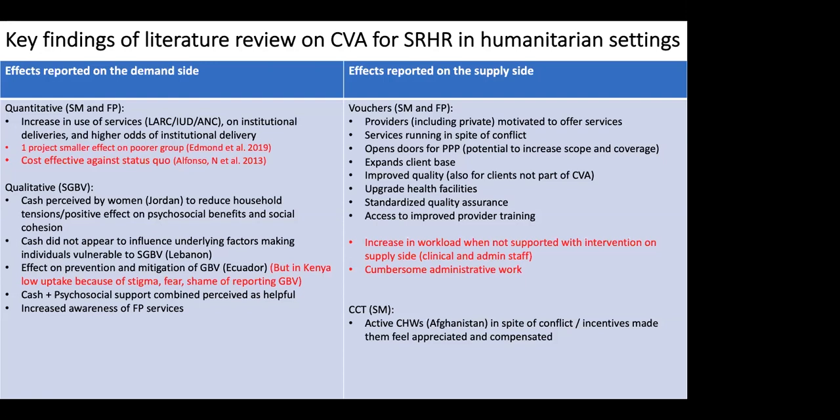The literature review is very much consistent with what is described in development settings. Increase of service utilization, and also that there's a lot of experience concentrated on programs focusing on safe motherhood, family planning, and gender-based violence. There is little evidence, published at least, about the use of cash and voucher assistance as complementary intervention for other components, for example, post-abortion care, HIV, STIs, or adolescent SRHR.